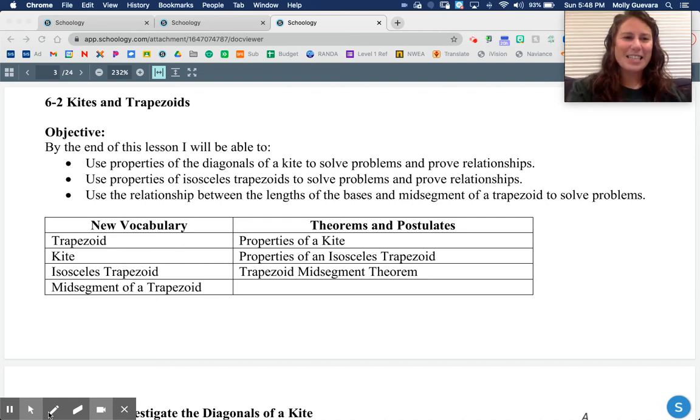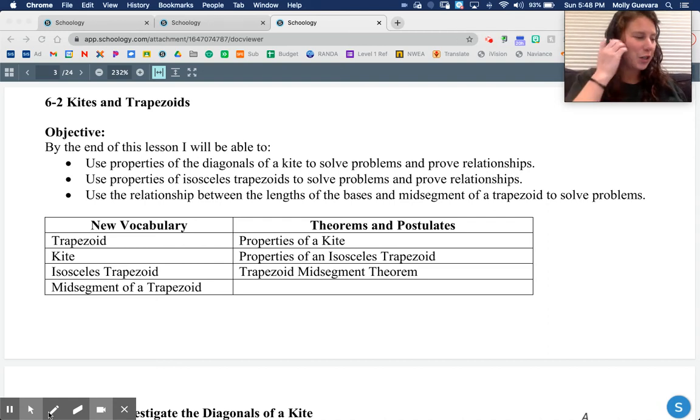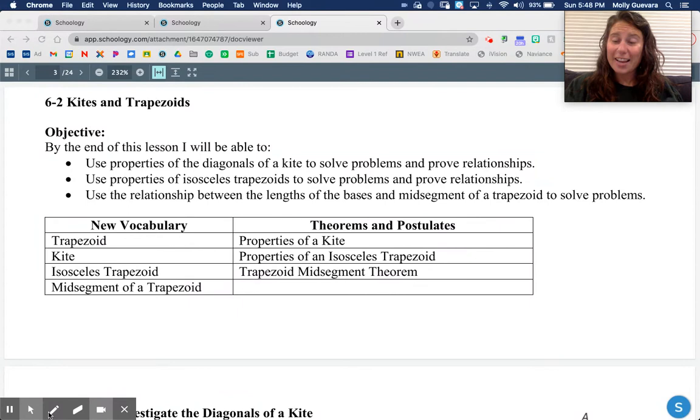Hey guys, today we're going to do 6-2, which is all about kites and trapezoids, so it'll be super fun. We have three objectives today. We're going to learn about the properties of a kite. So we're going to look at the diagonals of a kite to solve problems. And then we're going to look at the properties of an isosceles trapezoid.